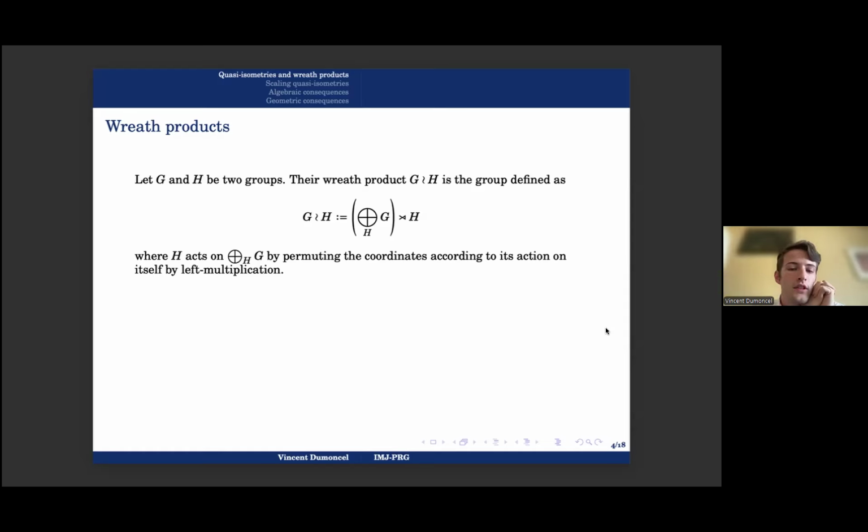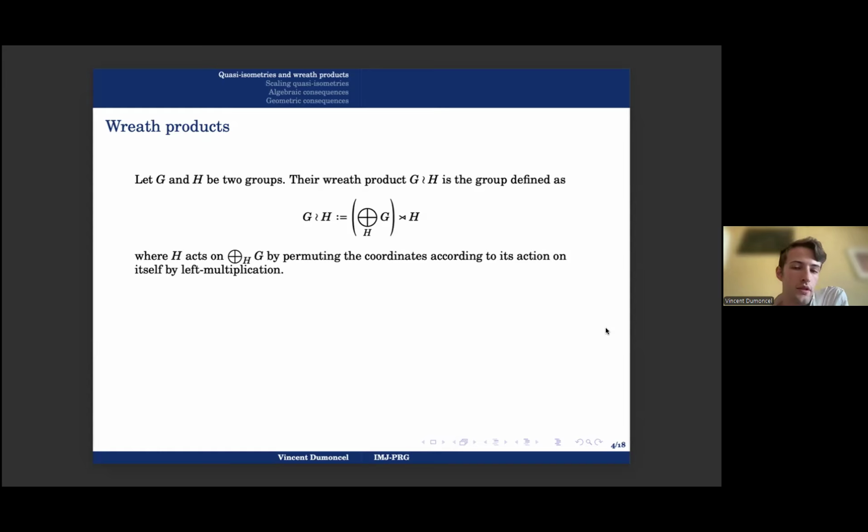Since H acts on itself by left multiplication, it also acts naturally on the set of functions defined on H just by shifting the argument of the function inside. So if you see this rather as sequences indexed by H, you can just say that H acts on the direct sum by permuting the coordinates by left multiplication. So this is a construction which is possible for any two groups.